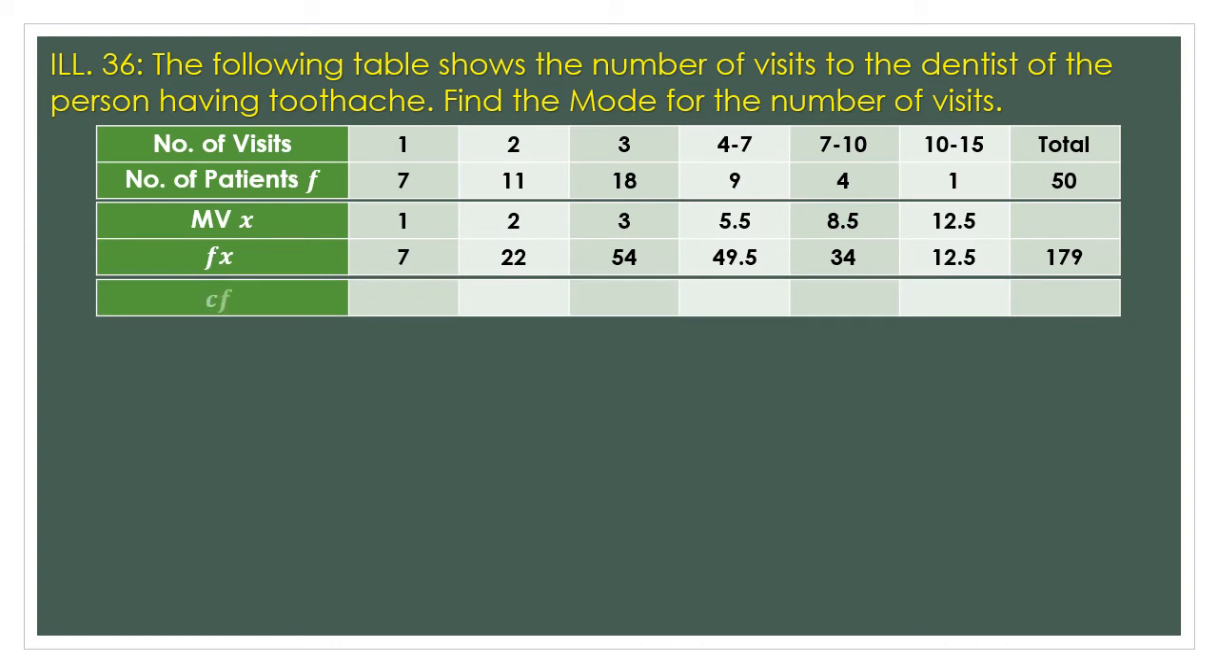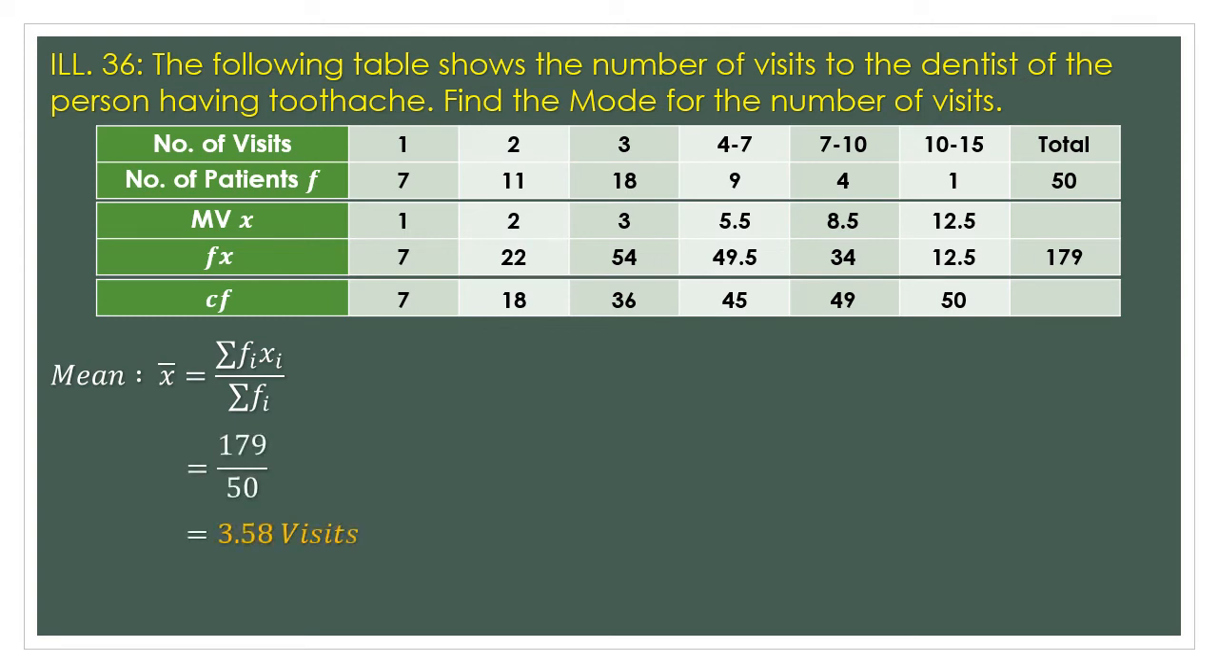Because I also have to calculate median, I am going to use CF here. And CF is number of patients added up one by one. So 7 plus 11, 18 plus 18, 36 plus 9, 45 plus 4, 49 plus 1, 50. That's the total frequency. Let's start with calculating mean. Mean x bar is equal to summation fi xi upon summation fi, because that's a simple straightforward method. That would be 179 upon 50. The answer is 3.58 visits. So per patient, the average visits are 3.58.